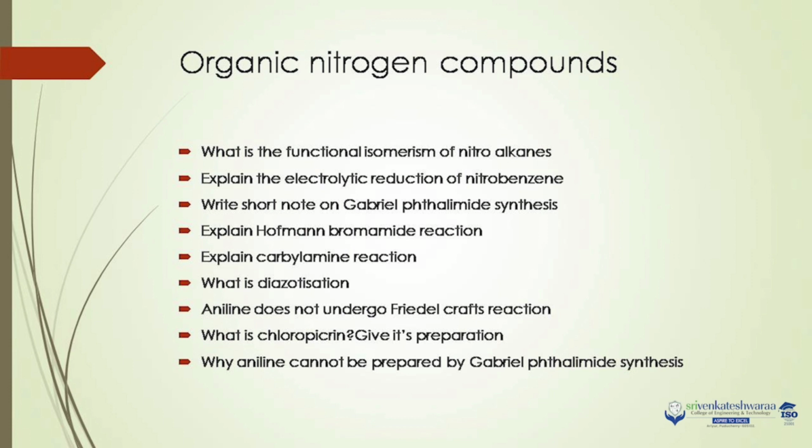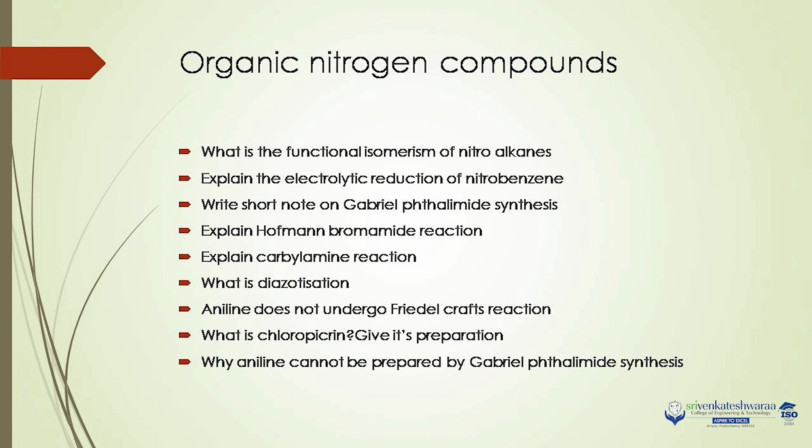Gabriel phthalimide synthesis is only for the preparation of aliphatic amines and not for aromatic amines, because for aromatic amines we would use an aryl halide, where the aryl halide is a center of electron density, and hence we cannot prepare aniline. Hoffmann's bromamide reaction. Diazotization takes place at 0 degrees Celsius, where aniline gets converted to benzene diazonium chloride.